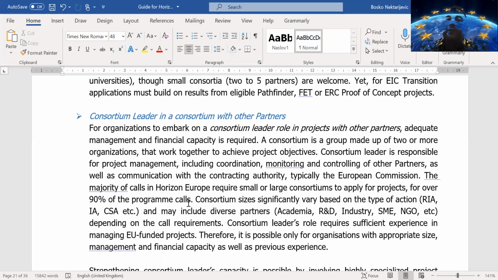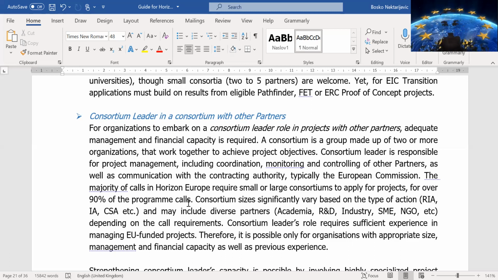The majority of calls in Horizon Europe require small or large consortiums to apply for projects. For over 90% of the program calls, consortium sizes significantly vary based on the type of action. At some point, we had averages of 7, 12, and 15, depending on whether it is a research and innovation action, innovation action, or CSA action, and may include diverse partners, of course: academia, research and development, industry, SMEs, NGOs, and so on, depending on the call requirements.